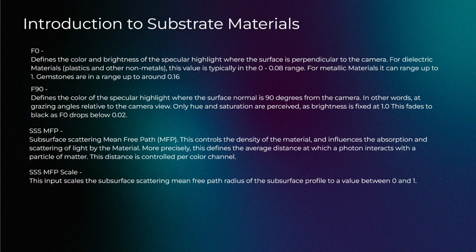SSS MFP: subsurface scattering mean free path, MFP. This controls the density of the material and influences the absorption and scattering of light by the material. More precisely, this defines the average distance at which a photon interacts with a particle of matter. This distance is controlled per color channel. And lastly, SSS MFP scale. This input scales the subsurface scattering mean free path radius of the subsurface profile to a value between 0 and 1. Kindly note, all this information is directly derived from Unreal's substrate material documentation page.